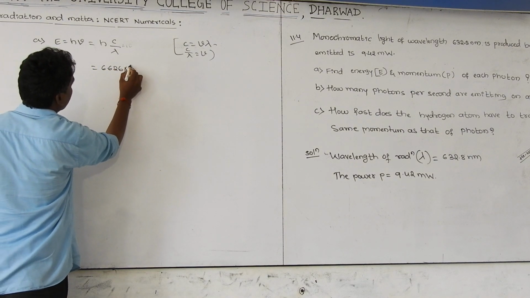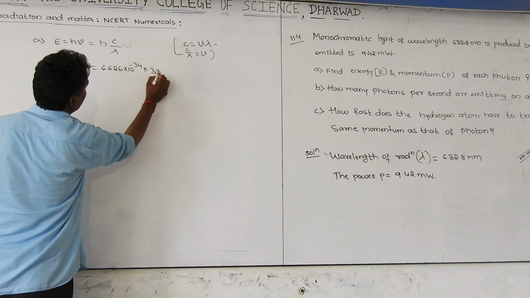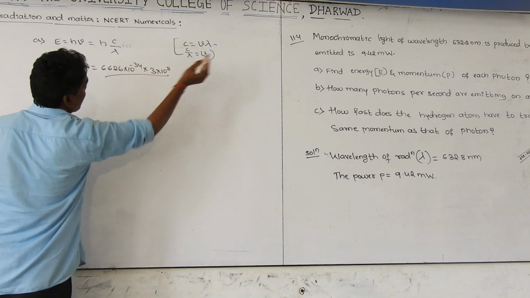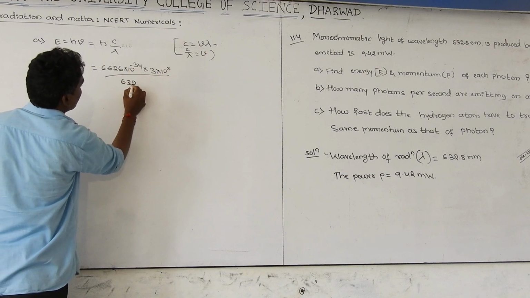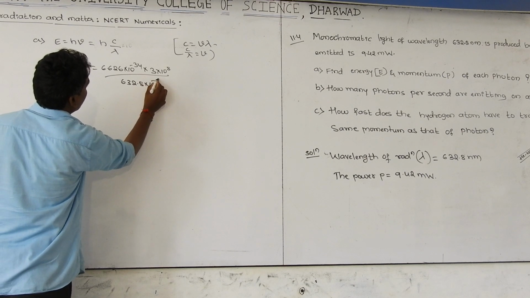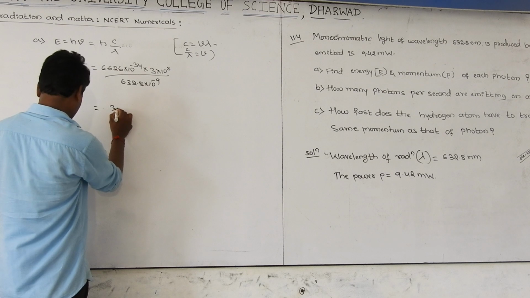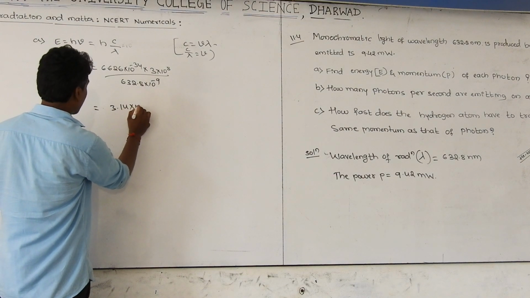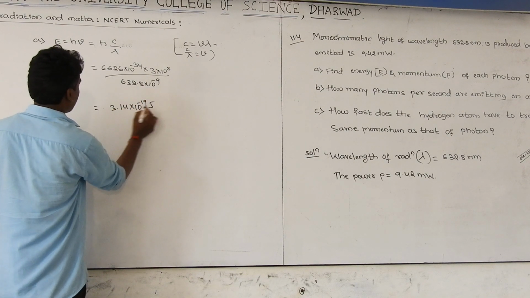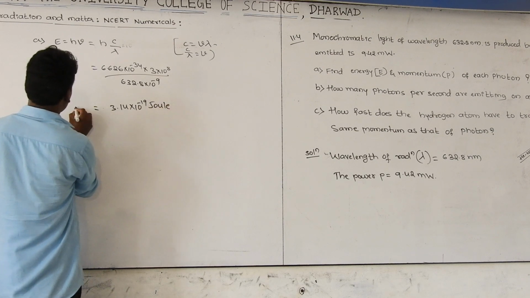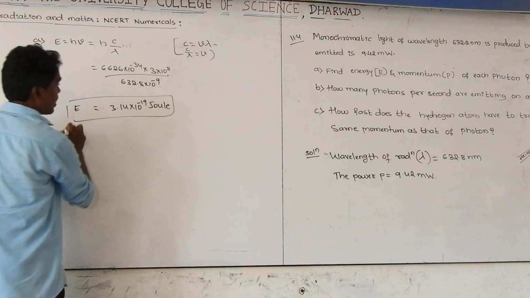6.626 into 10 to the power minus 34 into C value 3 into 10 to the power 8 divided by lambda value he has given, 632.8 into 10 to the power of minus 9. Calculate, we are getting the answer, that is 3.14 into 10 to the power of minus 19 joule. This is the first one. And what is the second one?